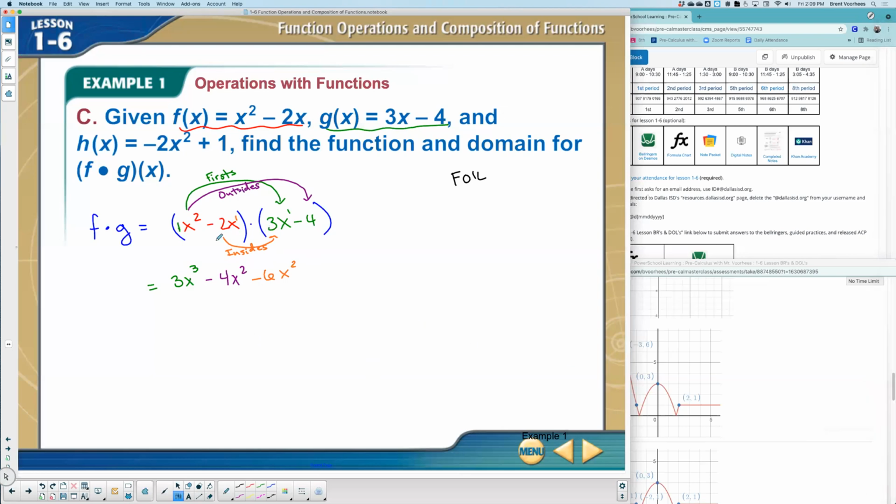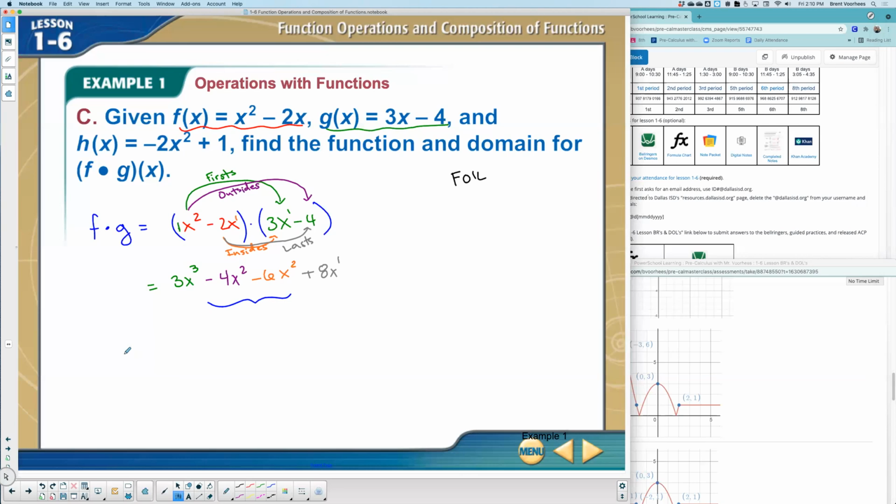And finally, last one, negative 2x times negative 4. This is what you call last. This is the L. Last times last. Negative 2 times negative 4 is positive 8. And that doesn't have an x, so I just have x to the first power. When I combine my like terms, we'll have our answer.